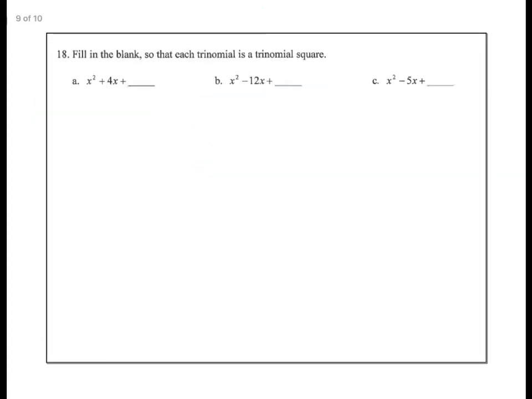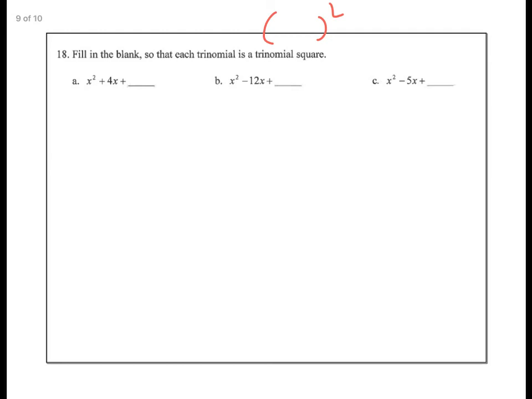Alright, 18 says fill in the blank so that each trinomial is a perfect square trinomial. Remember, when we think of a perfect square trinomial, it's one that can be written as one binomial squared. That's what we're going for there.